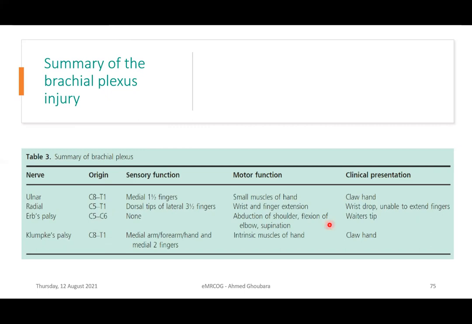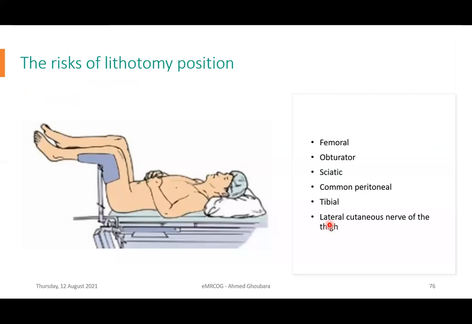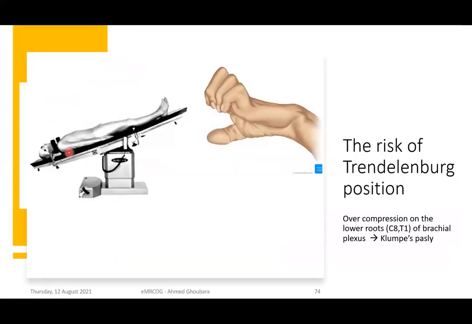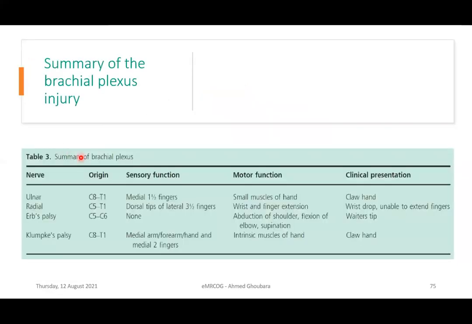And Klumpke's, by the way, is important in adults, okay? Because actually it comes as a result of the Trendelenburg position with shoulder braces being too tight in the root of the neck here. So there will be so much compression in the root of the neck, especially on the lower roots, C8 and T1. Okay, so we need to make sure this does not happen. Okay, so Erb's, waiter's tip, C5, C6. Klumpke's, C8, T1, closed hand.